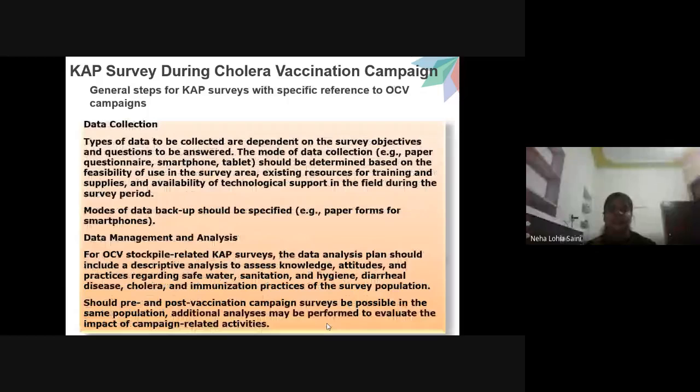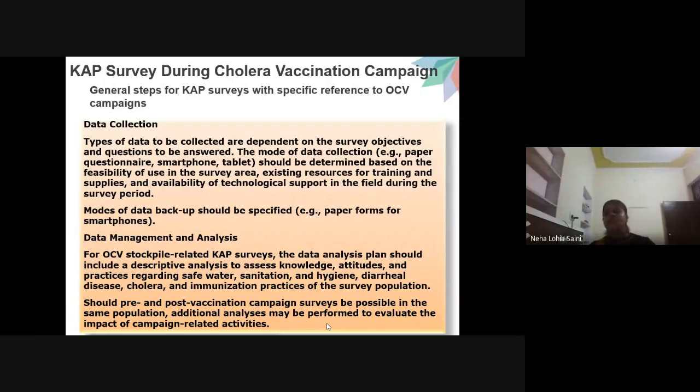So types of data to be collected are dependent on the survey objectives and questions to be answered. The mode of data collection could be paper questionnaire, smartphone or tablet, because of the technology that has come up now. It should be determined based on the feasibility of the use in the survey area, resources for training and supplies, and also availability of technological support in the field during the survey period.